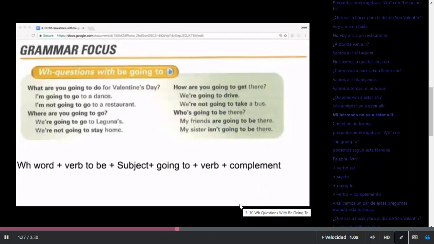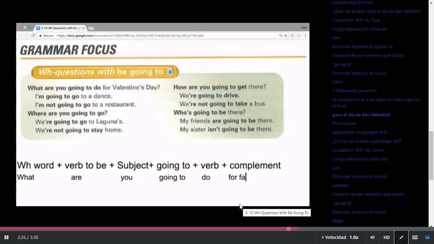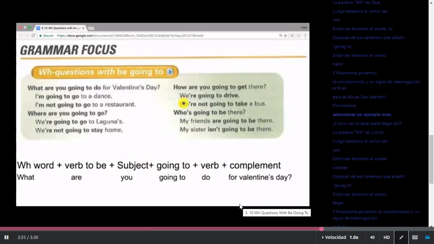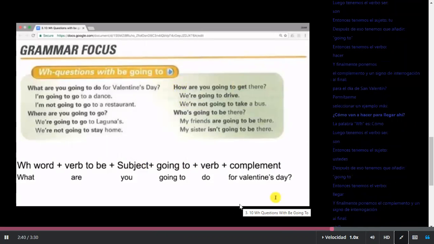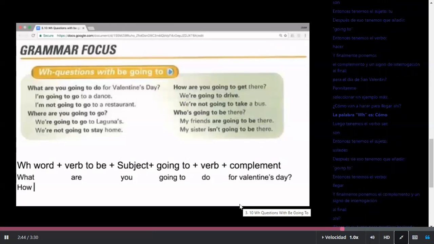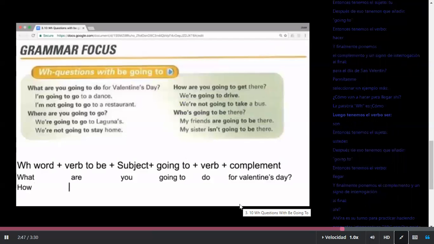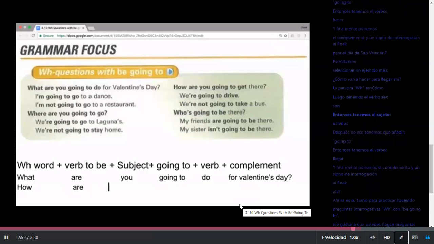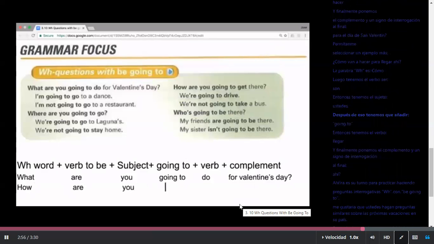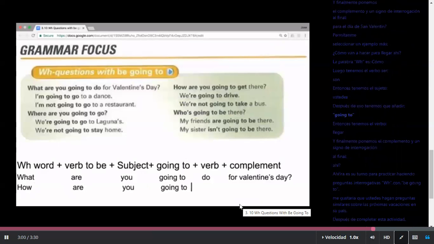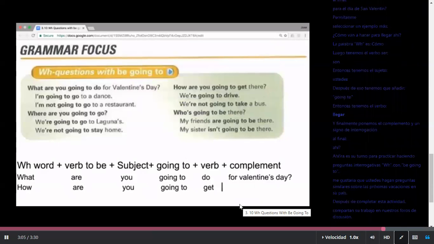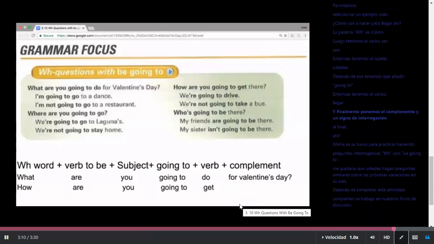In order to form WH questions with be going to, we can follow this formula. WH word plus verb to be plus the subject plus going to plus verb plus complement. Let me choose one more example: How are you going to get there? The WH word is how. Next, we have the verb to be, are. Then we have the subject, you. After that, we need to add going to. Then we have the verb get. And finally, we put the complement and a question mark at the end.